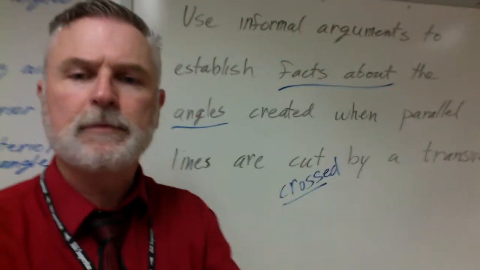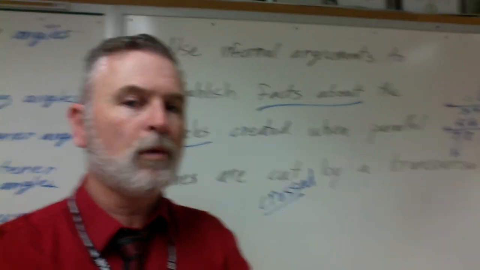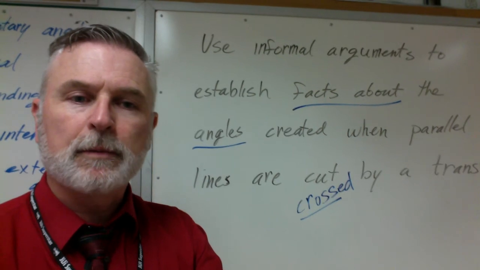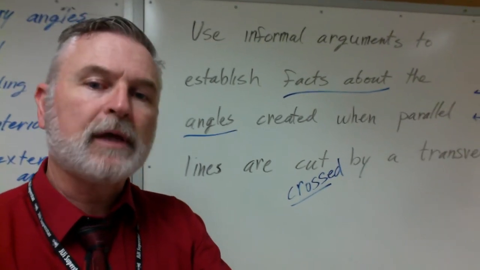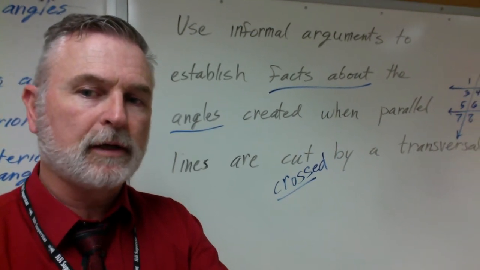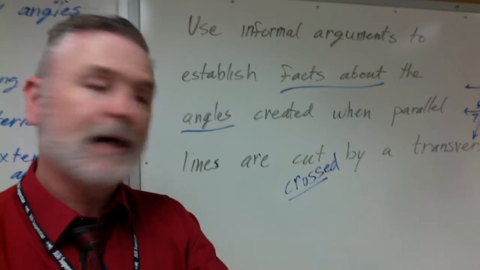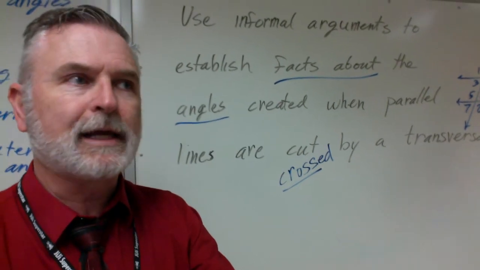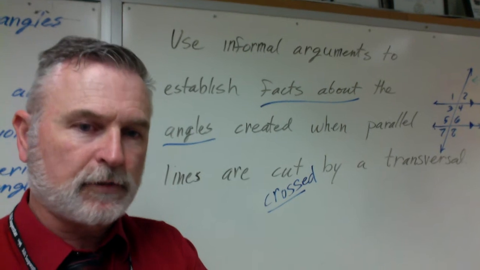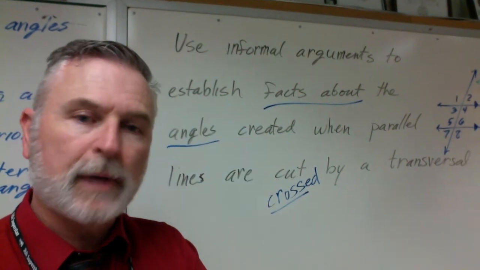I'm just going to take my computer over here for a second and show you this. What we're looking at is that we want to use informal arguments to establish facts about the angles that are created when parallel lines are cut by a transversal. Now, the word cut, the kids in my class would rather say crossed or intersected, but we use crossed.